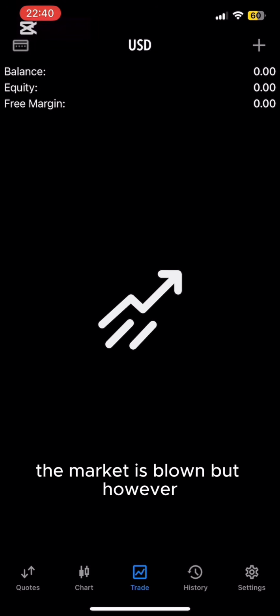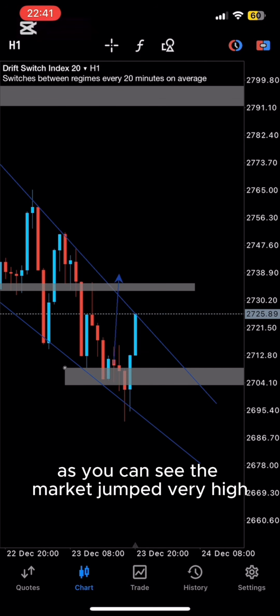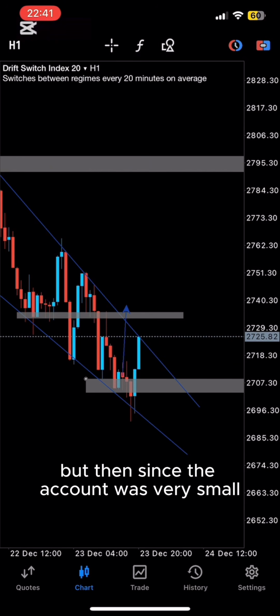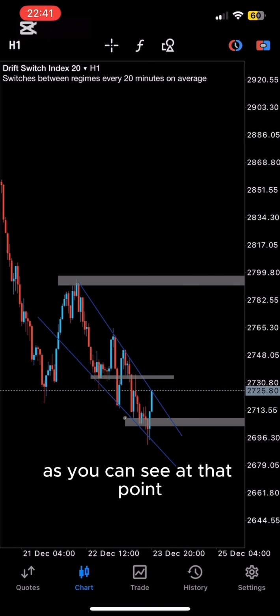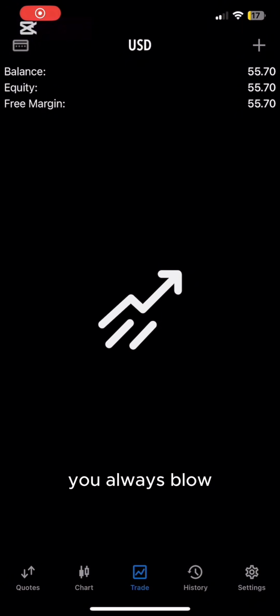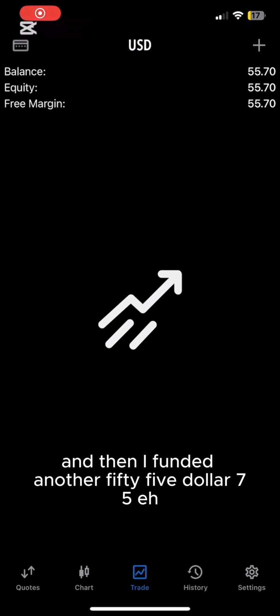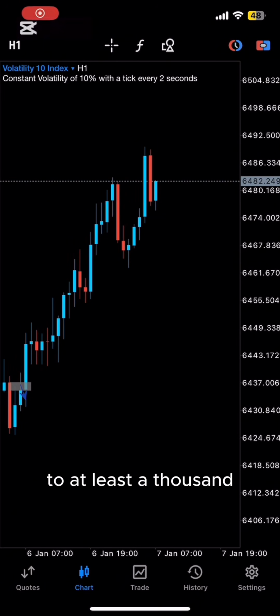The market has blown, but I'm going to show you that I was correct. As you can see, the market jumped very high, but since the account was very small, I couldn't hold because there was a wick, as you can see at that point. So this is it. Sometimes even if you're correct, you blow. And then I funded another $55.75. So I'm going to trade this $55 account to at least $1,000.